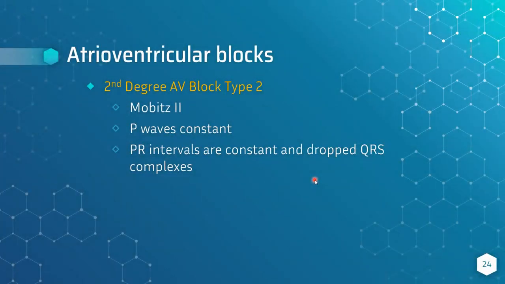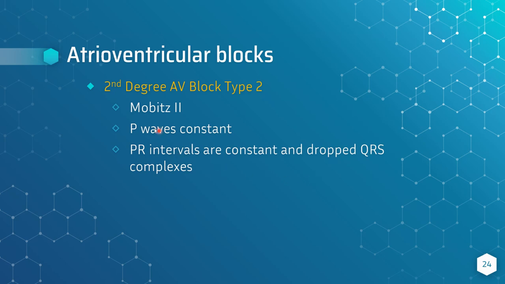Now going into a second degree type 2 block, also known as a Mobitz 2. In this one, again, you look at the PR interval. In a Mobitz 2, your PR interval is always going to be constant. So your Mobitz 1 kept getting longer. In this one, you'll always have a constant PR interval, and you'll have dropped QRS complexes.